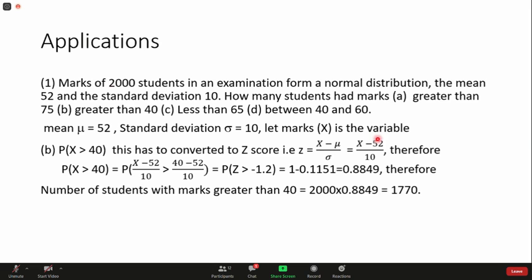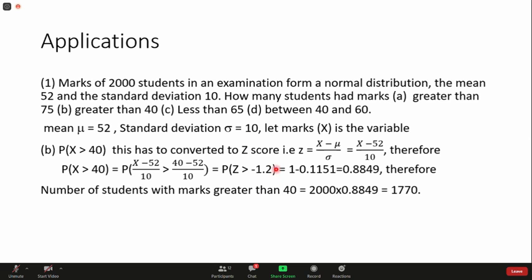Second part, see, x greater than 40. Now this is a different slide, right? The question is still here. Greater than 40. See, if you see a different example, you'll be able to understand what it is. Greater than 40, convert to Z score: (x minus 52) by 10, again the same. But 40 is different now: (40 minus 52) by 10. The left-hand side is Z greater than minus 1.2. 40 minus 52 by 10 means minus 1.2.